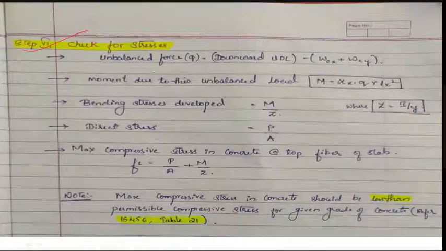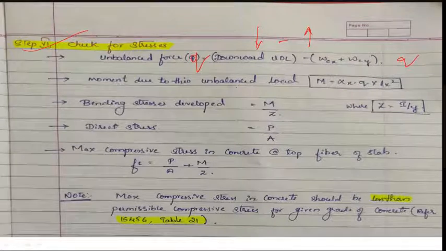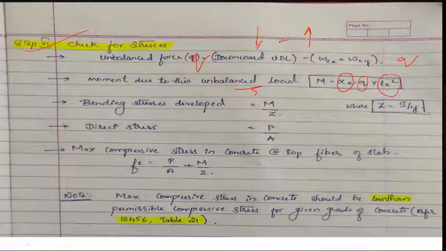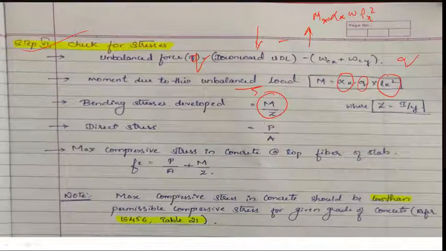Again, the last step is to check for shear, a very simple one. That is total downward force minus upward force. The balance will be given by alpha x into W into Lx square. The same formula we are carrying throughout the procedure, that is alpha mx equals alpha x into W into Lx square.